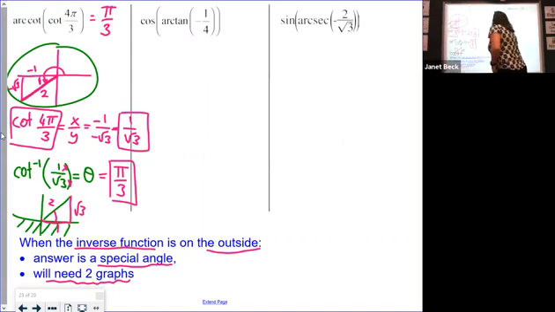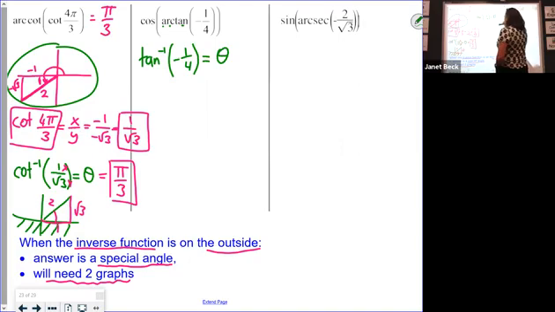Let's try the next one. Well, that's definitely not a special triangle. I'm just looking at those numbers straight away and thinking, I'm not going to know that angle. Let's do this. We can still draw a triangle that will define it, though. Arctan. That's telling us the inverse tangent of negative 1/4 is going to define my angle. Inverse tangent is in the right half.